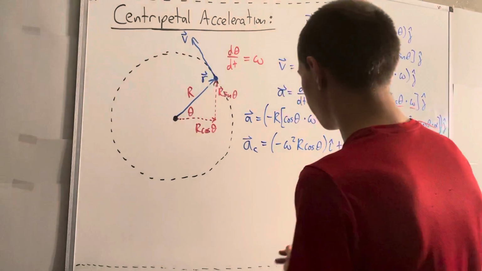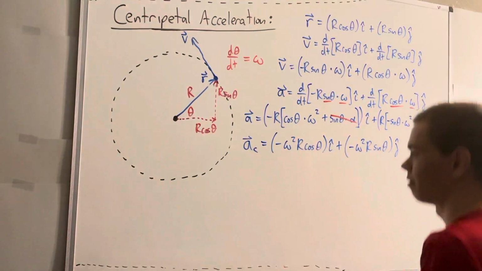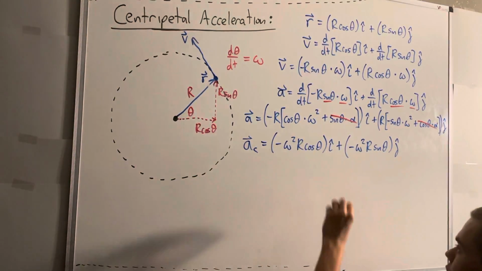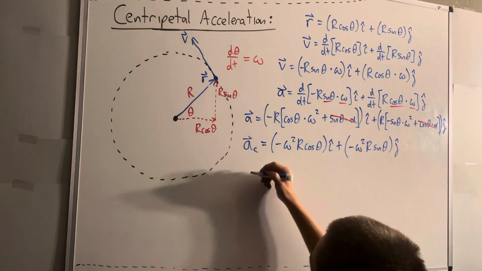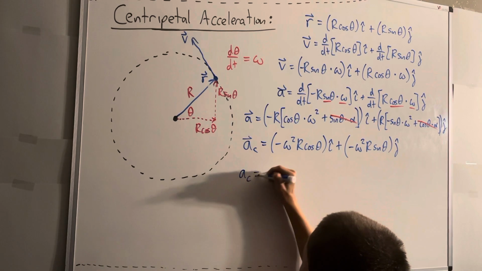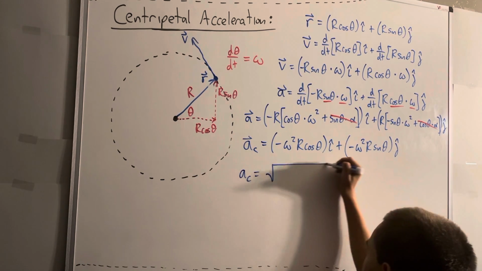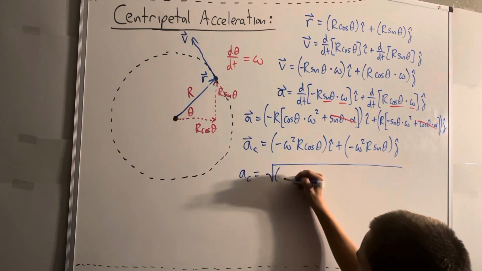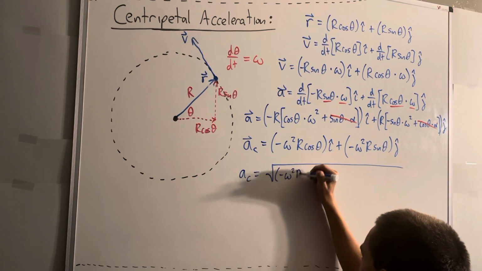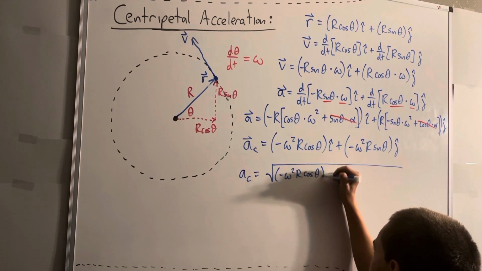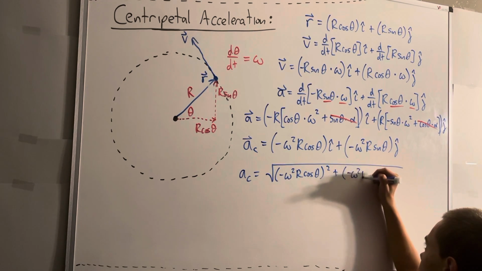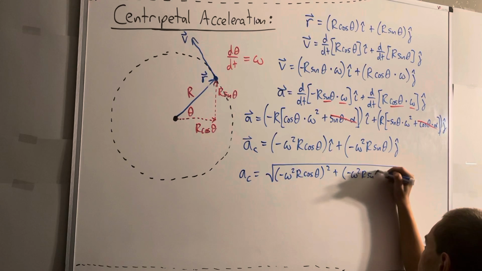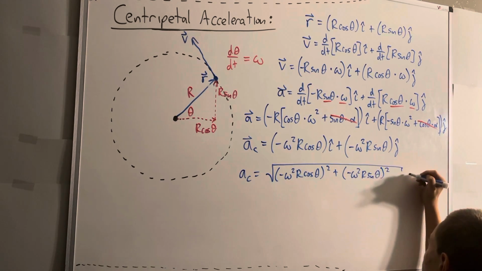So to find the magnitude of the acceleration, we know it's just going to be the square root of our x component squared plus our y component squared. That's basically all it is. So a_c is just the square root of our x component squared, negative omega squared r cosine theta squared, plus our y component squared, negative omega squared r sine theta squared.